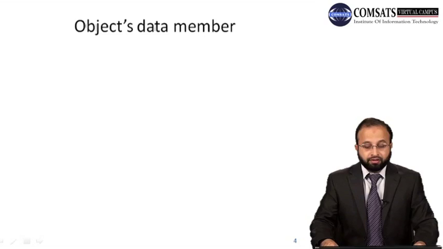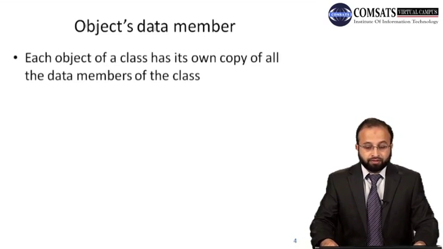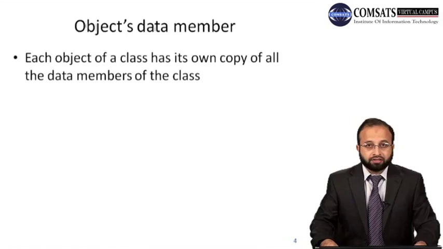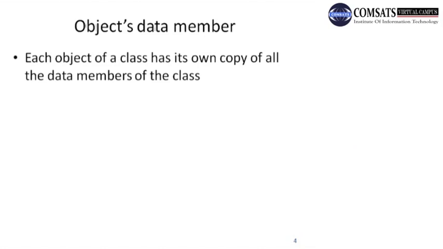So let's see the object's data member. What happens when we create an object of any class? Each object of a class has its own copy of all the data members of that class, right? So we write the definition of the class, then we mention that these are the private data members of that class and these are the public functions. And then when we create multiple objects of that class, each object contains the copy of its own data members while the functions are shared.